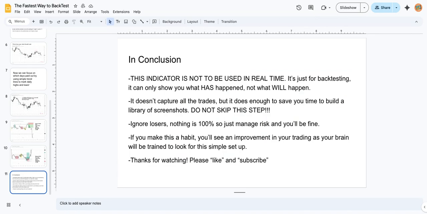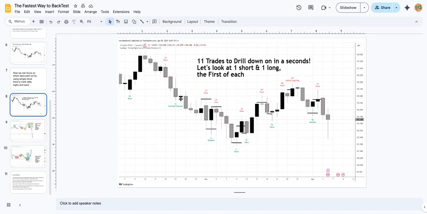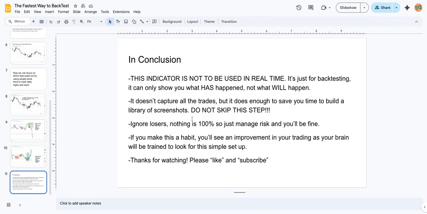Okay, ignore the losers. There will be times where you'll see the indicator pop up on the chart and the trade may lose or not pay out. Ignore those. Only focus on the winners. Manage risk and you'll be fine because I'm here to tell you nothing is 100%. But if you just manage your risk, I promise you're going to make more money than you lose. If you make this a habit, you will see improvement in your trading as you're training your brain to just look for this simple setup.